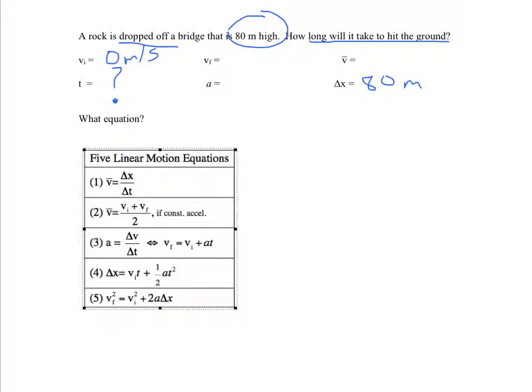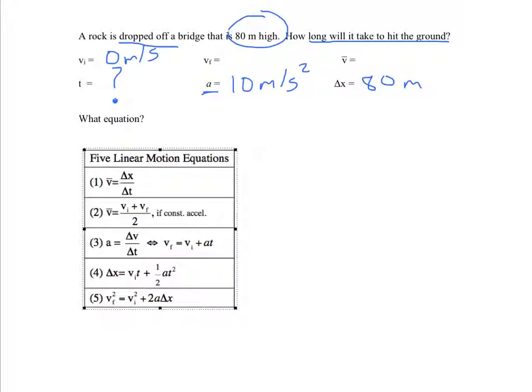Now the other thing is, we're dropping this off a bridge. It doesn't say it, but unless it says otherwise, you can assume that we're on Earth. And if we're on Earth, then we know the acceleration of any object on Earth is going to be, we're going to round and say it's 10 meters per second squared. It's actually 9.8, but for most problems, even the AP, they'll let you get away with 10.